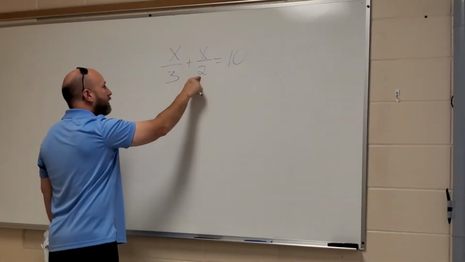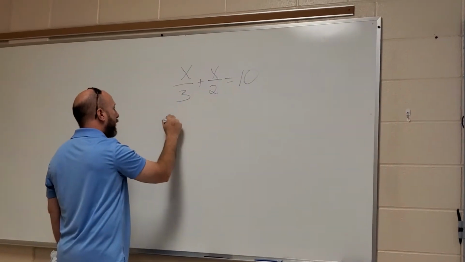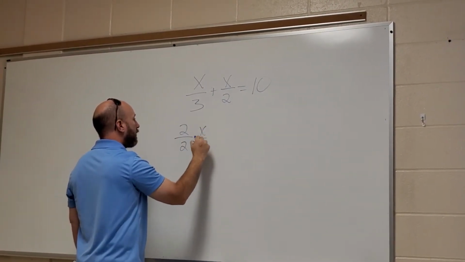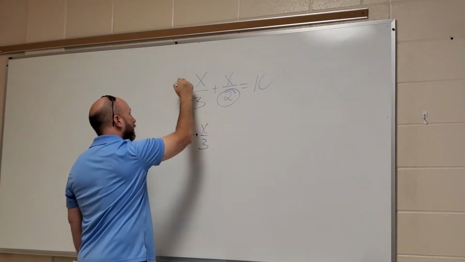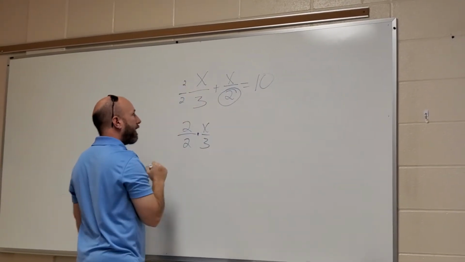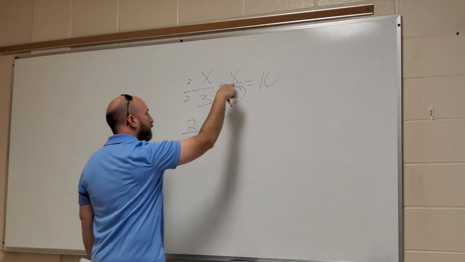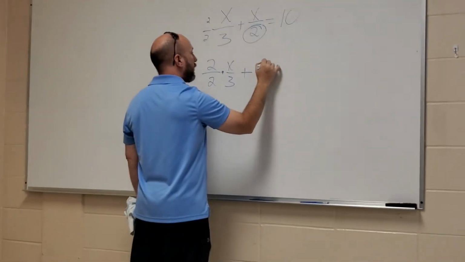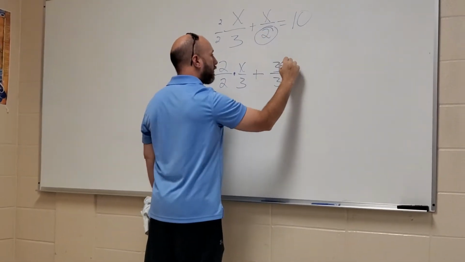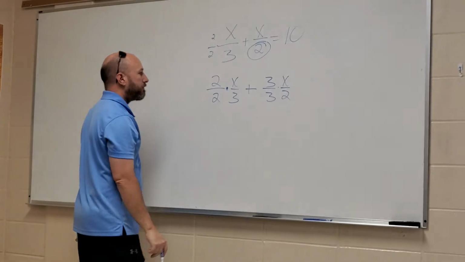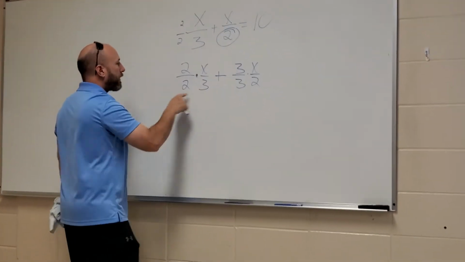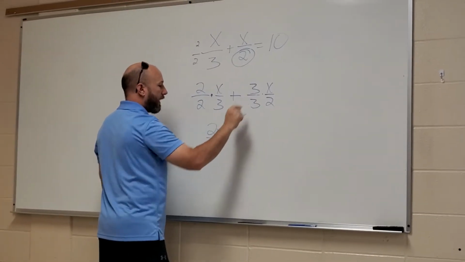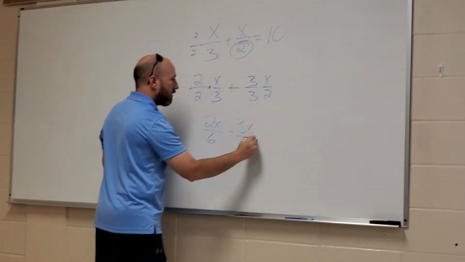So in order to get these two numbers the same, I'm going to multiply the first one by the second one's denominator. So this number, like that. And then I'm going to multiply this one by the second one's denominator. So 3 over 3 times x over 2. So when I do this multiplication, I get 2x over 6. And here I get 3x over 6.